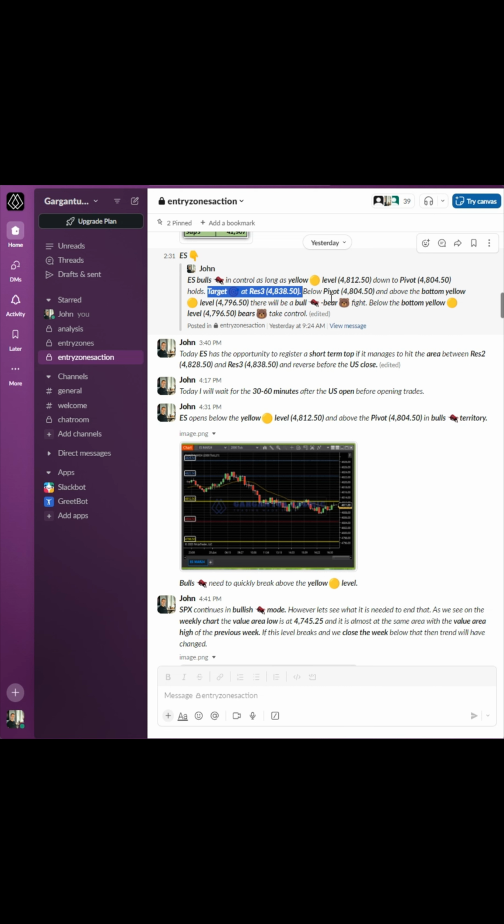4838.50. Now, if the pivot breaks, that means if 4804.50 breaks, most likely there will be two-sided trading, longs and shorts, between this area 4804.50 and 4796.50. Therefore, there will be a bull-bear fight. If the bottom yellow level, 4796.50, breaks, then bears take control and therefore we sell off.